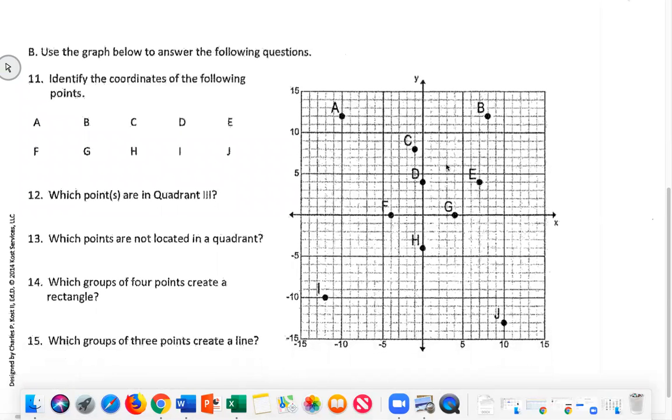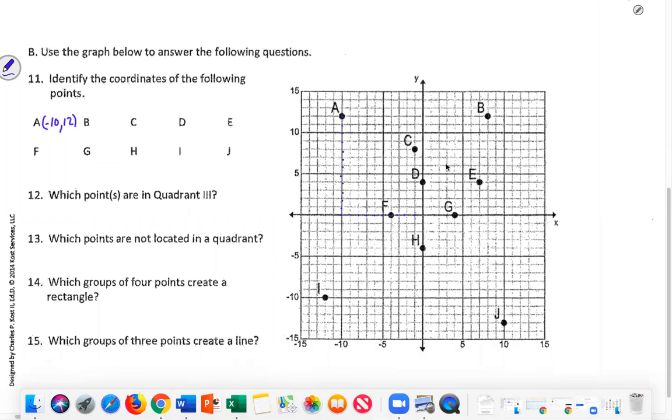Now, here we have a graph with a bunch of points on it, and we are asked to identify the coordinates of them. So we're just going to kind of do the reverse of what we did. We're just going to count it out. Okay, so to get to A, we would go 1, 2, 3, 4, 5, 6, 7, 8, 9, 10. And up 1, 2, 3, 4, 5, 6, 7, 8, 9, 10, 11, 12. So since I went to the left, it's negative 10, 12.